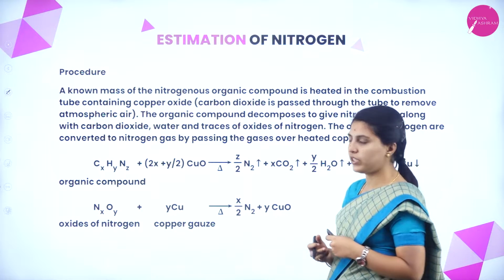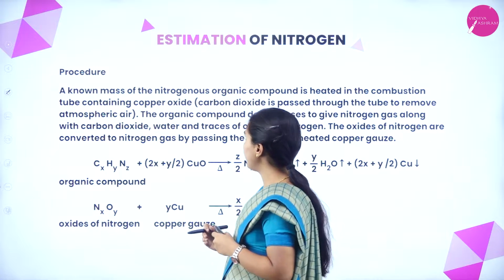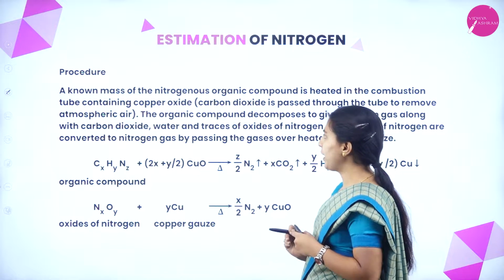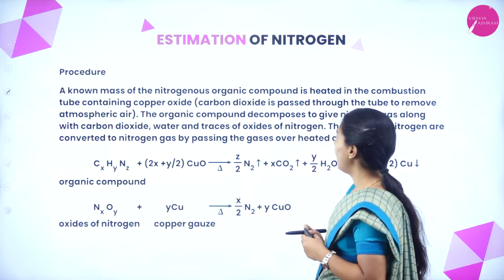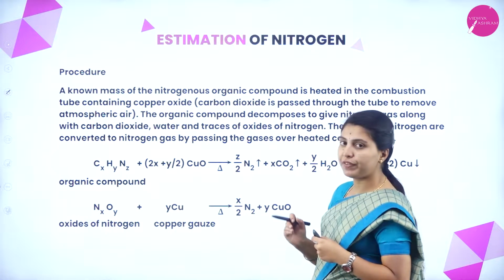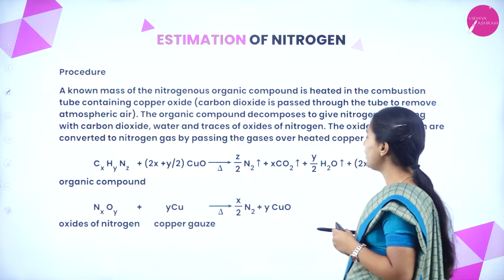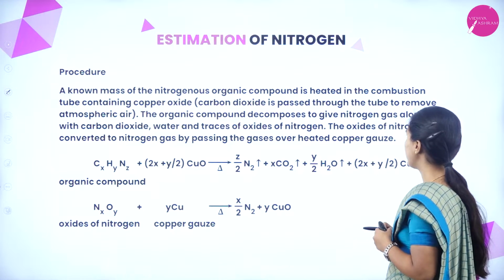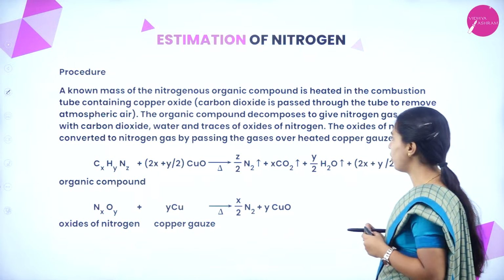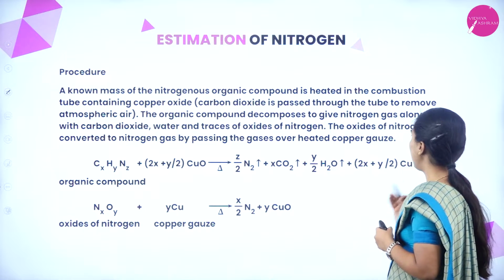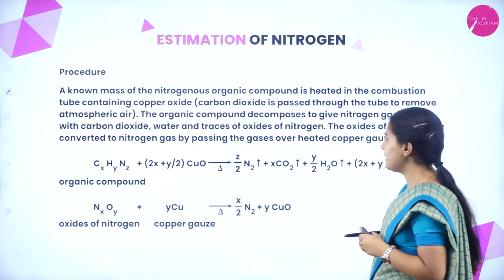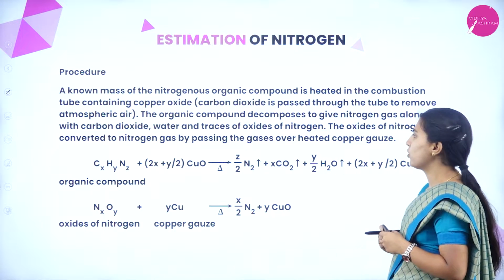And what is the procedure? A known mass of nitrogenous organic compound is heated in the combustion tube containing copper oxide. Carbon dioxide is passed through the tube to remove the atmospheric air. The organic compound decomposes to give nitrogen gas along with carbon dioxide, water and traces of oxides of nitrogen. The oxides of nitrogen are converted to nitrogen gas by passing the gases over heated copper gauze.